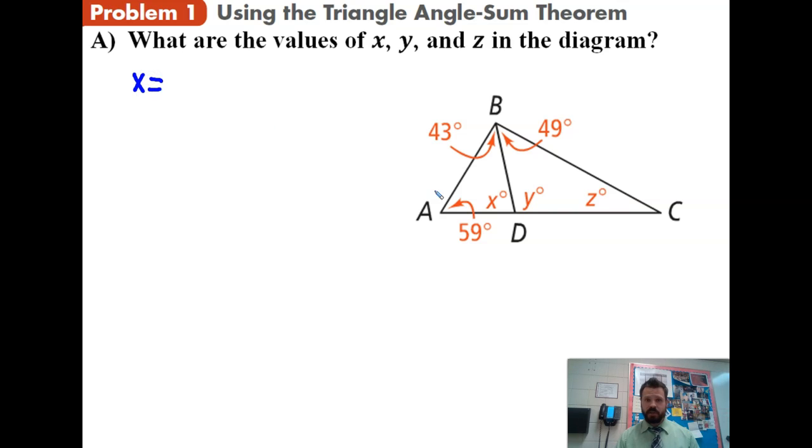So for x, what I can do is use this smaller triangle on the left here. Now I know 2 out of the 3 angles, and I know any triangle is going to add to 180 degrees. So anytime I know 2 of the 3 angles, I can subtract from 180 to get the third one. So for x, we can say we have 180 minus 59 minus 43, which will give us 78 degrees.